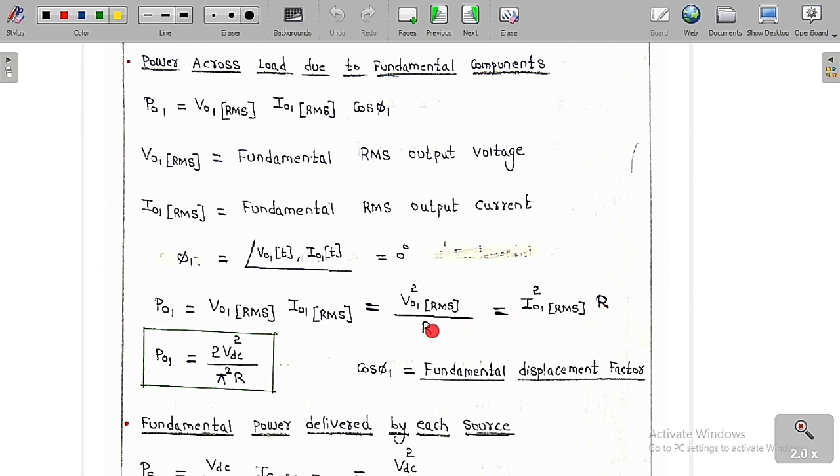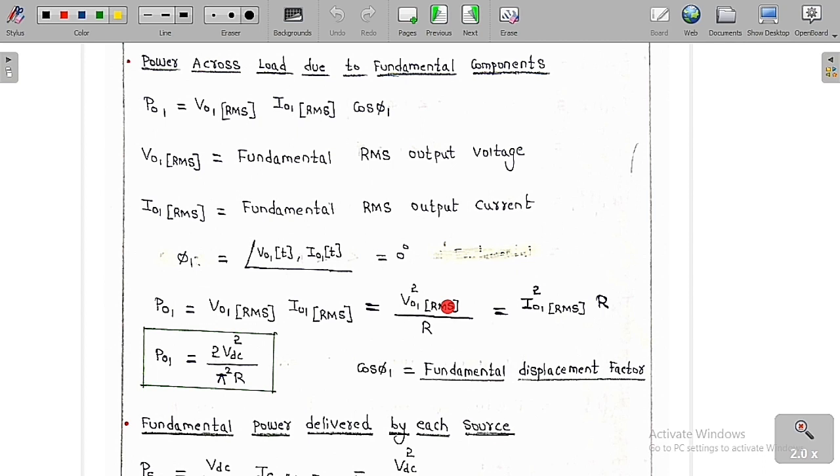So we can say that the RMS value of the fundamental component of the output voltage whole square by R is equal to the RMS value of the fundamental component of the output current square into R. You can go for any of these, but we have already figured out the RMS value of the fundamental component of the output voltage.